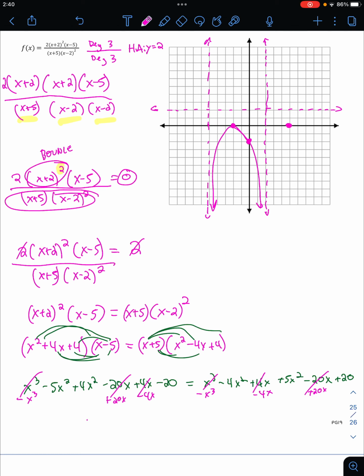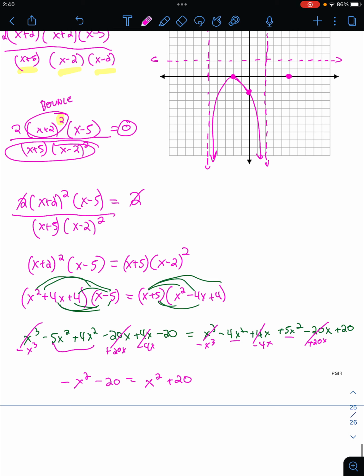That leaves me with 4x squared minus 5x squared. So that's going to actually be negative x squared. These make negative x squared minus 20 equals, this side I'm going to end up with positive x squared plus 20. Yeah, so this is looking interesting because let's factor out negative 1 times (x squared + 20) equals x squared plus 20. Dividing both sides by x squared plus 20 gives me negative 1 equals positive 1. But that is false, right?